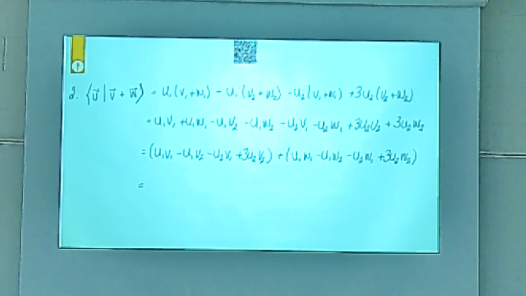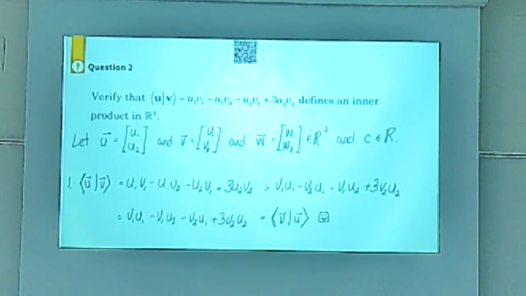First axiom. What do you mean first axiom? Like the one we just did. So it's the inner product of U and V. Yeah.